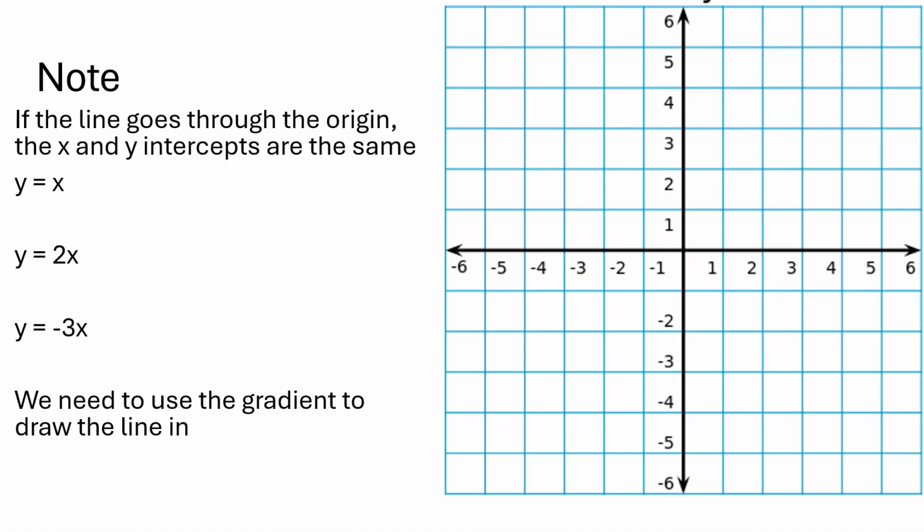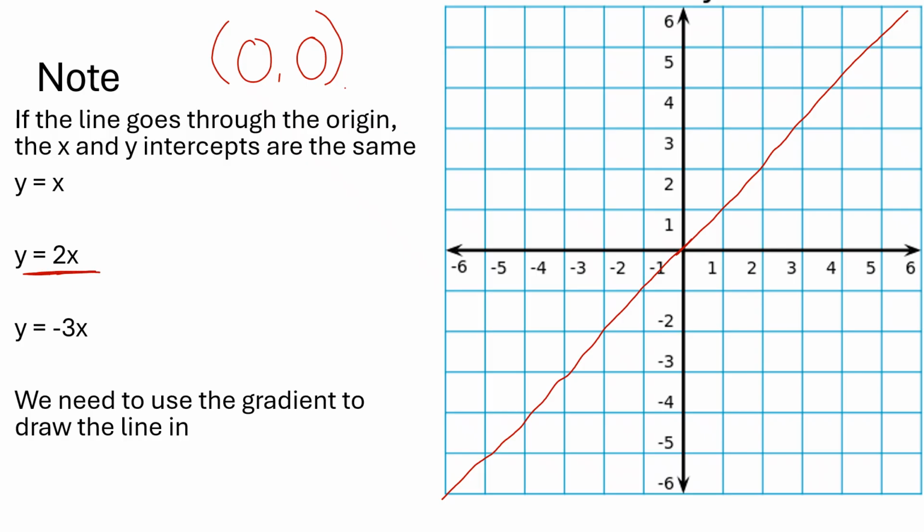Something to note, if we have a line going through the origin, which is 0, 0, we actually only have one intercept. The x and the y intercepts are the same. So for example, y equals x just goes through here. If we have this, you want to use a different method for graphing, or you can just start with this and then change it according to the gradient.